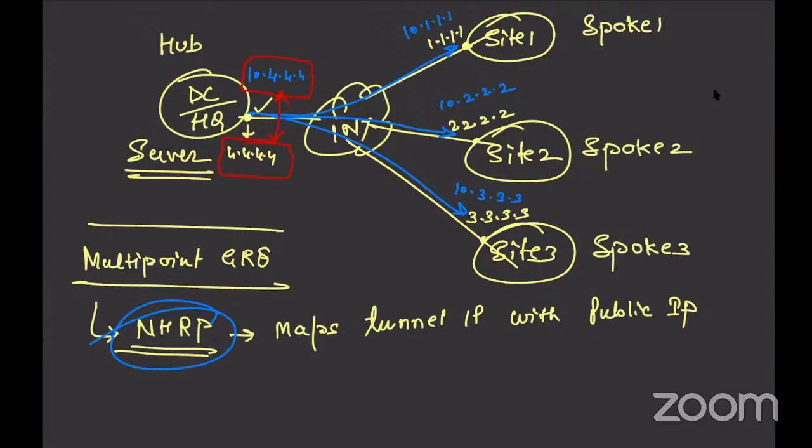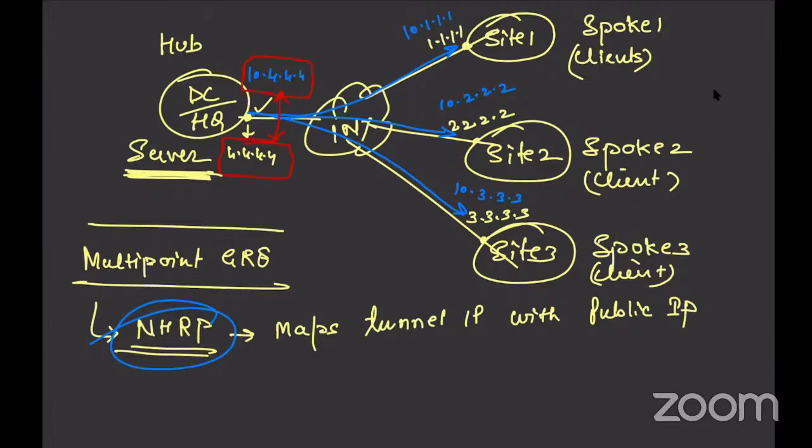So this is NHRP. This hub we're going to configure as a server, and the spokes we're going to configure as our clients. So this is a client, this is a client, this is a client. The hub is going to store all of your mapping.